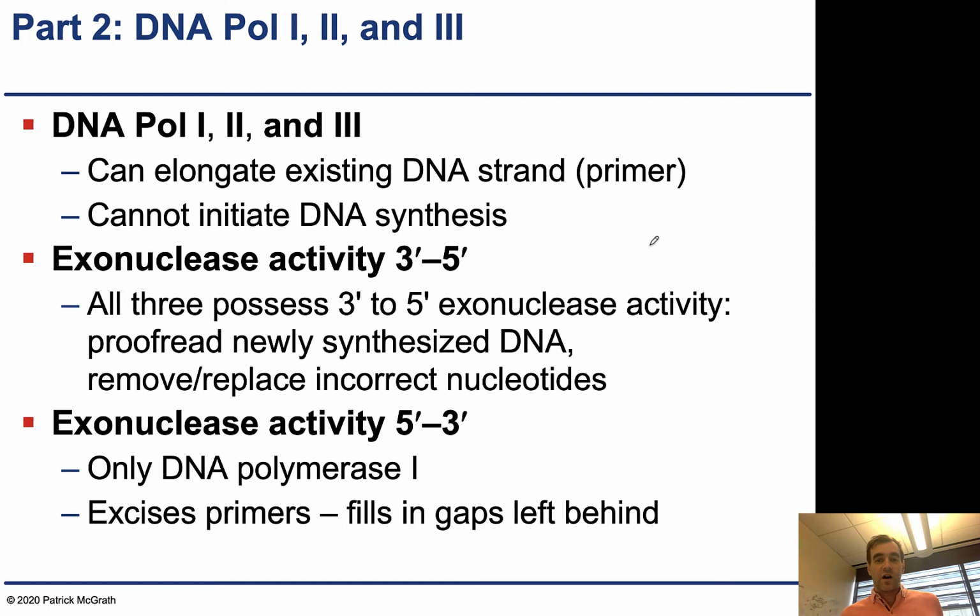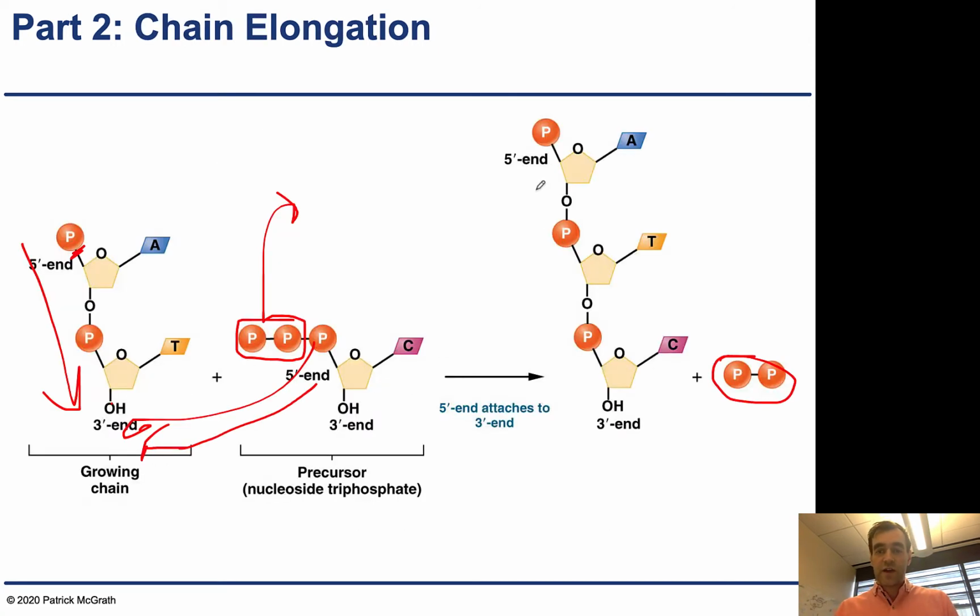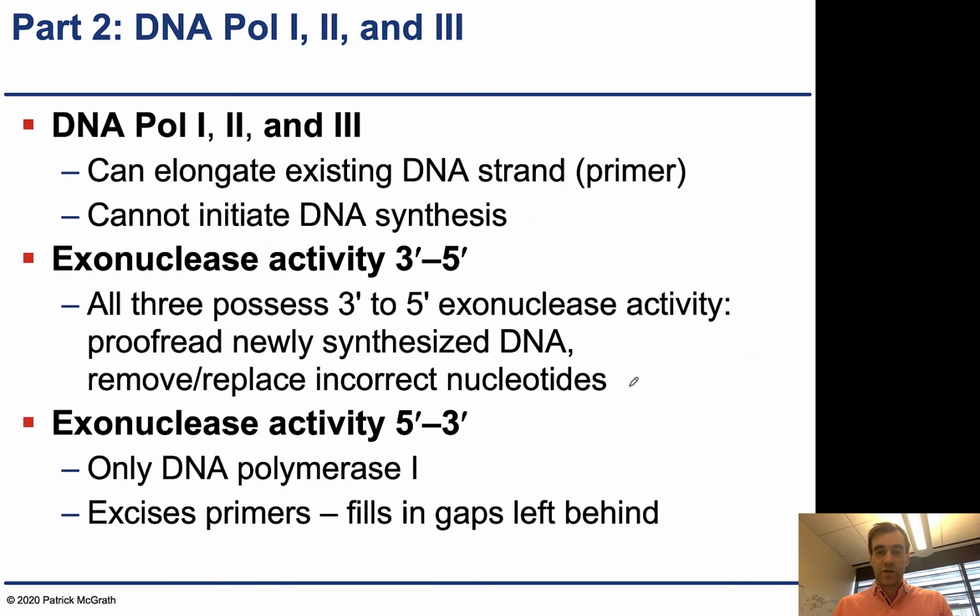They all have exonuclease activity in the 3' to 5' direction. And so they are able to cleave off nucleotides as necessary. So if they were able to polymerize this, they could then cleave off this nucleotide if they so desired. That's what we mean by 3' to 5' exonuclease activity. We can degrade the nucleotide going in that direction. And so why do they do this? They do this as part of proofreading, which we'll get into in a little bit.